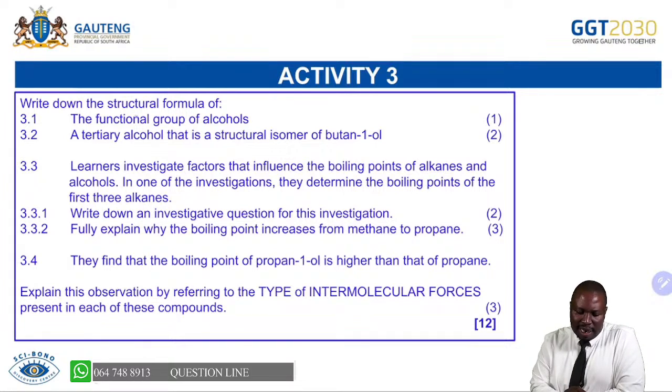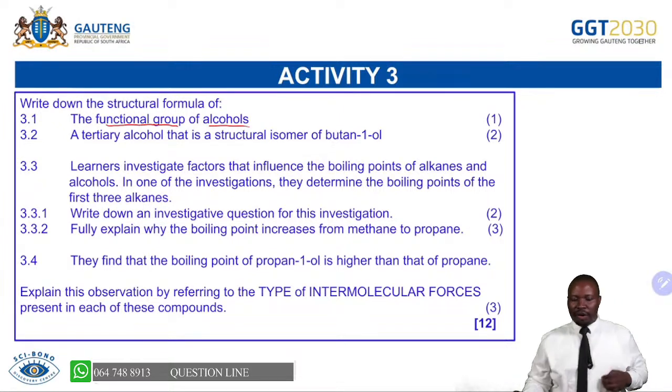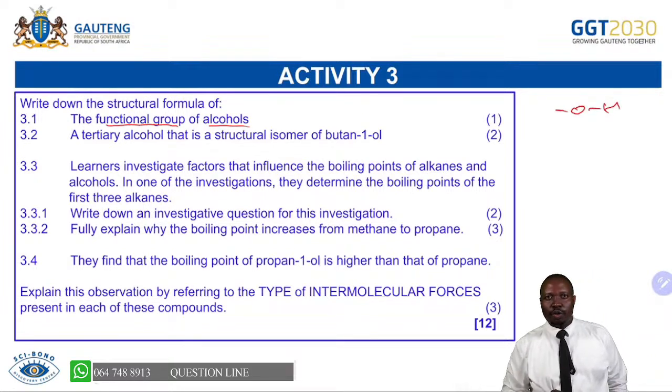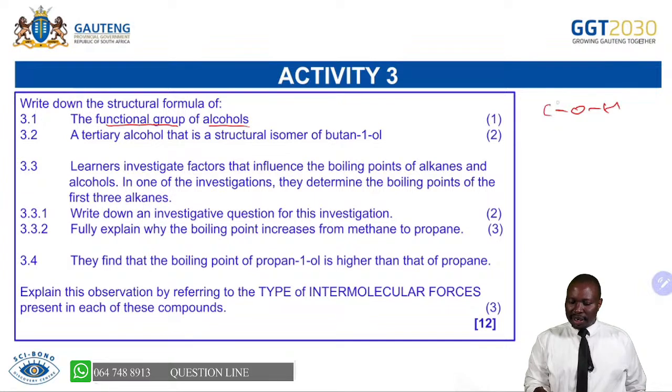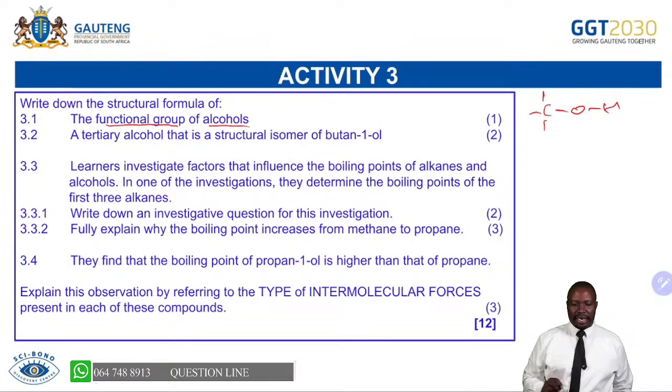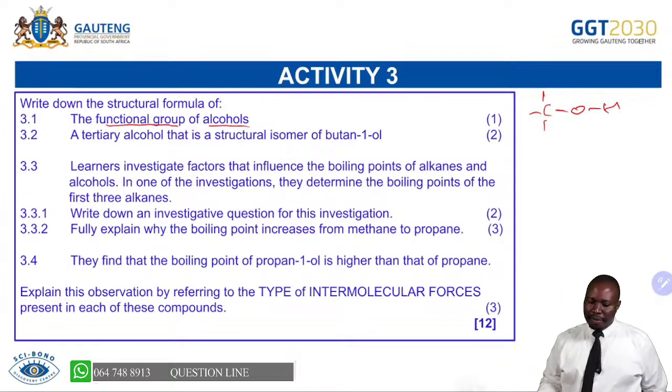It says, write down the structural formula of the functional group of alcohols. So we want the functional group of alcohols. We won't waste time, we just have to write. Remember, you can't write OH. OH is not the functional group. It's when the OH is bonded to the carbon that it becomes the functional group of alcohols. So it's written like that. I hope we are together on that. You get your 1 mark.